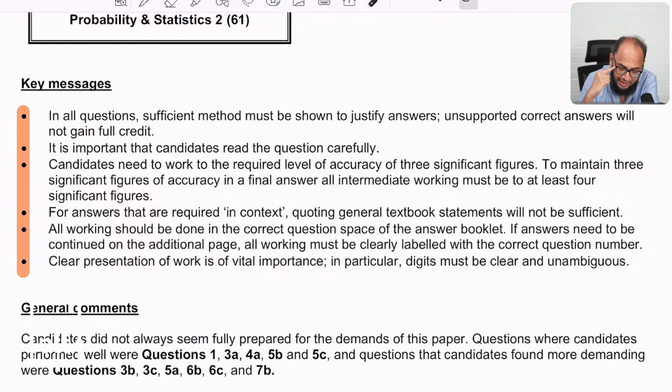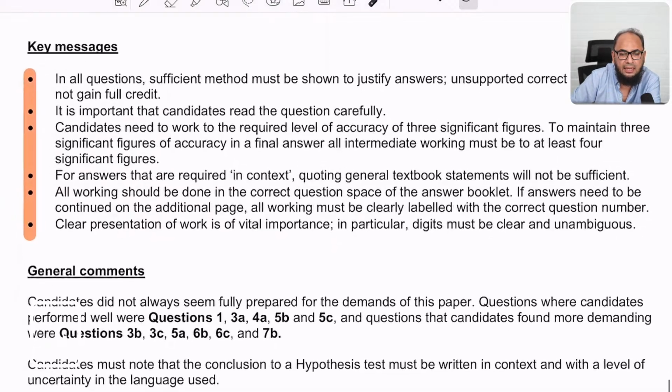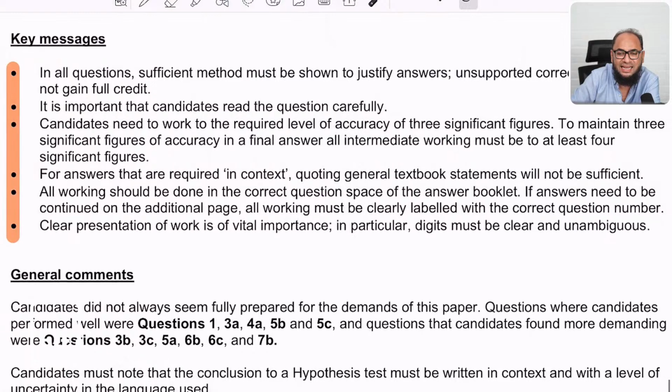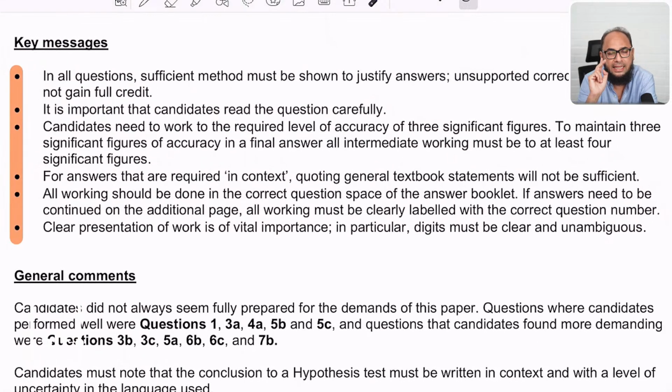Candidates need to work to the required level of accuracy, to 3 significant figures. To maintain 3SF in the final answer, all intermediate working must be to at least 4 significant figures. So those people who have attended the P3 session, they have seen that more or less the same kind of wording is written by the P3 examiner also. For answers that are required in context, quoting general textbook statements will not be sufficient. This is talking about writing a conclusion, writing whether the hypothesis is accepted or the hypothesis is rejected.